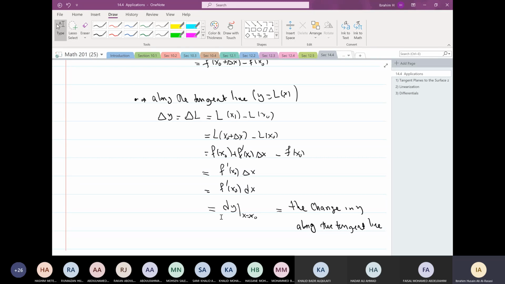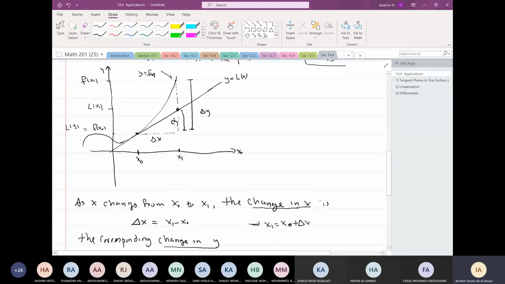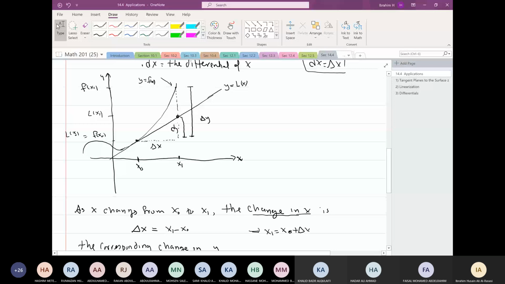Now, what is the application of the differential? You can see it from the graph. Notice this is at x1: this is dy, and this is delta y. If you choose another value closer, this is x2, for example. When you go from x0 to x2, this is dy, and this is delta y. Choose x3: this is dy, and this is delta y.